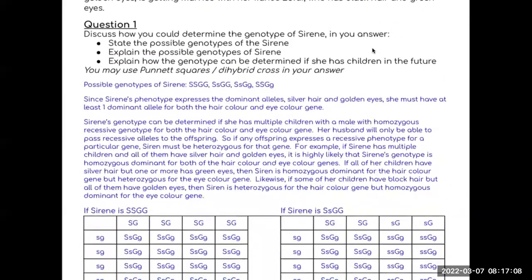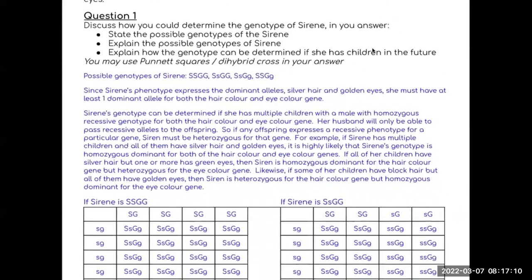Now, looking at this question, discuss how you could determine the genotype of Serine and state the possible genotypes of Serine first, and then explain how you arrive at these different possible genotypes, and say how can you determine, if she has children in the future, what her actual genotype is.